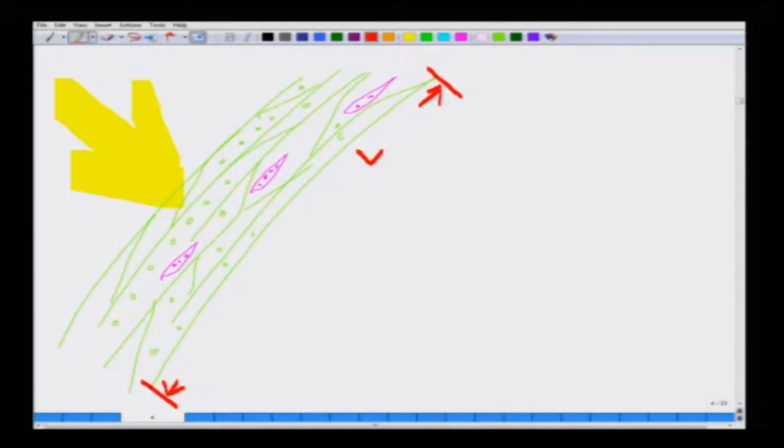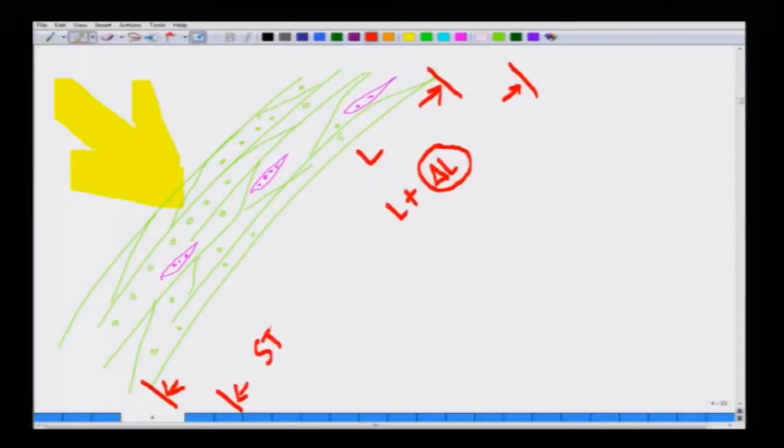So, now when the stretch falls, this length changes to become L plus delta L. Okay. So, delta L is the deformation which has taken place in the muscle. The muscle is now stretched, in a stretched condition. Fine. Now, at this stage what will happen?